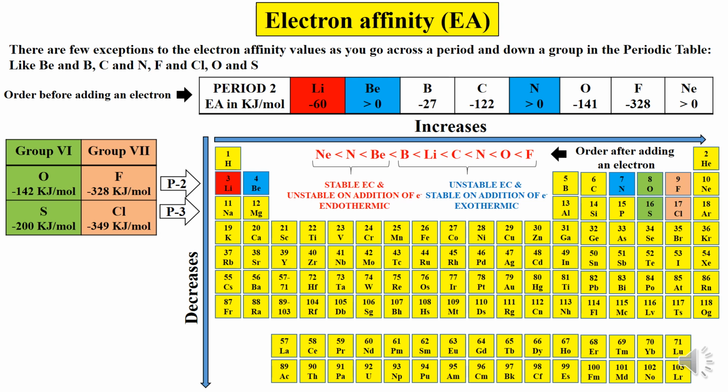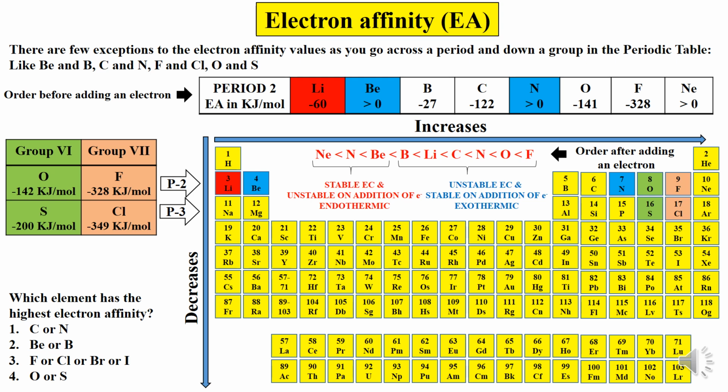So the general trend going down the group is that it decreases, but exceptional behavior is shown only by the first 2 elements. So the order is the same going down the group, but exceptional behavior is shown only by the first 2 elements. This is applicable for 4 groups, that is group 4, group 5, group 6 and group 7. So which element has the highest electron affinity? Carbon or nitrogen, beryllium or boron, fluorine or chlorine or bromine or iodine, oxygen or sulfur. You will find the answer for all these questions by the end of the video.